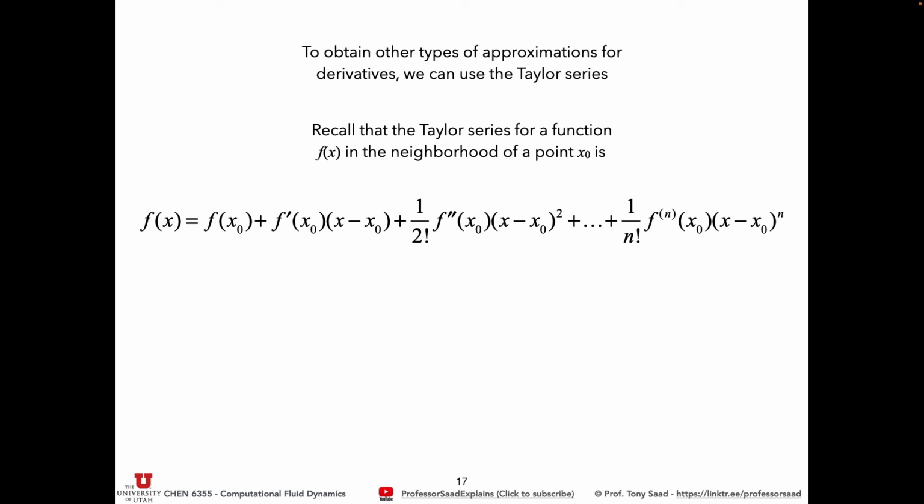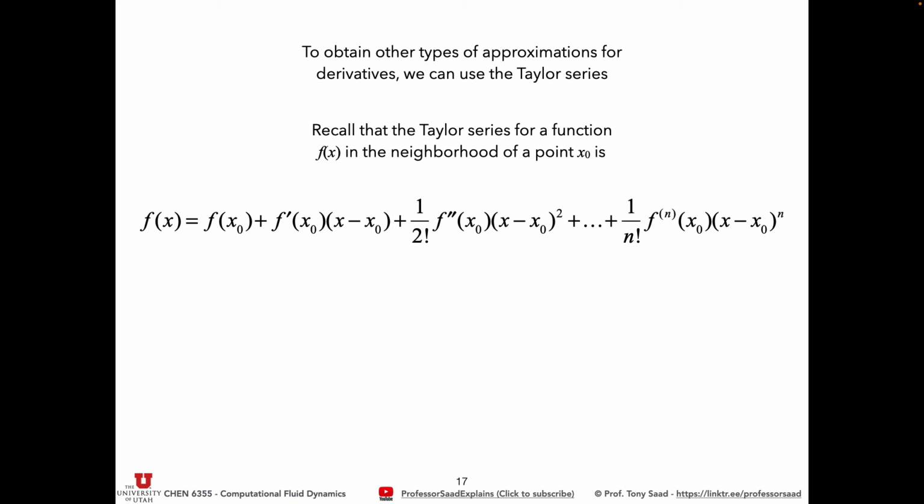And this is an infinite series. The Taylor series tells you that the true function is equal to the value of the function at this point of interest, plus the derivative at x0, that reference point, times the distance between that point of interest and x0, plus 1 over 2 factorial, the second derivative at x0, et cetera, et cetera.